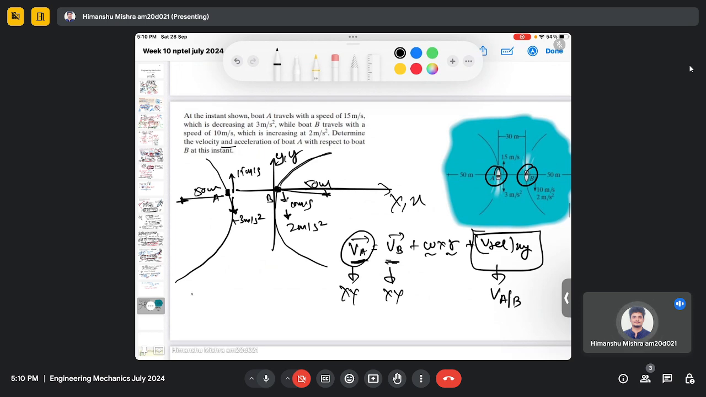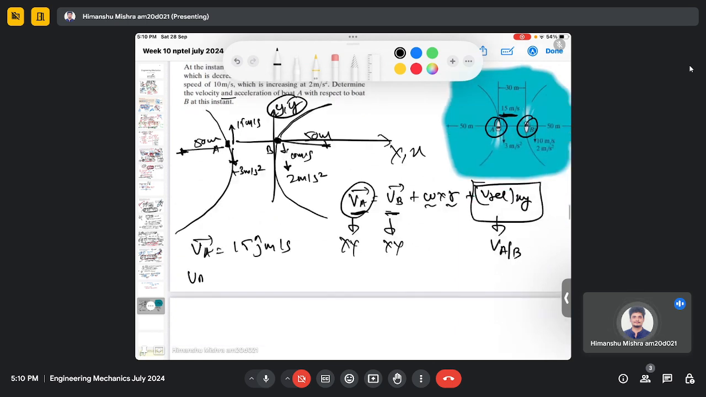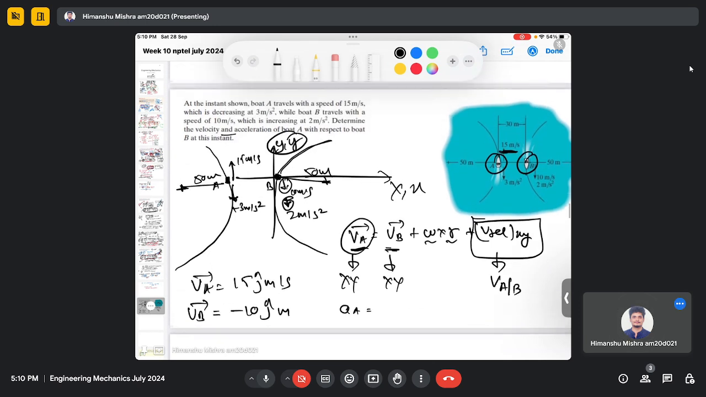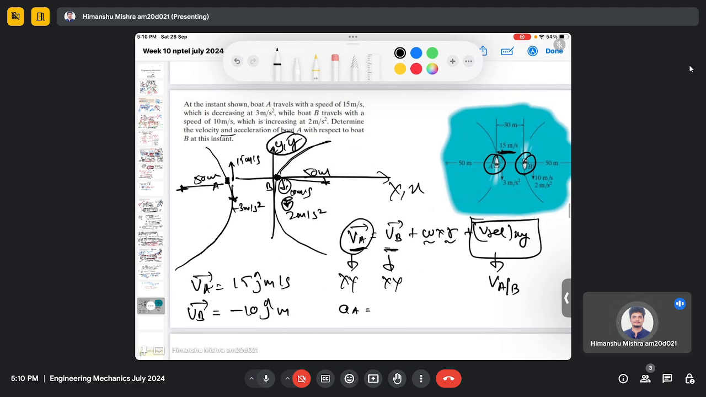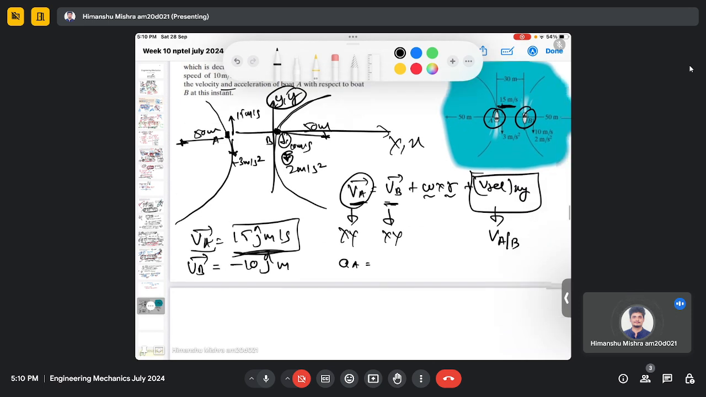And you can see that the velocity of boat A is given as 15 meter per second in the y direction. So it is 15 j meter per second, and the velocity of boat B is minus 10 j meter per second because it is moving in the opposite direction, in the minus y direction. Acceleration of boat A is negative. So you can easily estimate the velocity of the boat based on the diagram, whether it is moving north or south, and in the same manner you write the vector quantity. Since it is moving in the north direction, the velocity of boat A is positive. If it is moving in the south direction, like boat B, it is in the negative j direction.